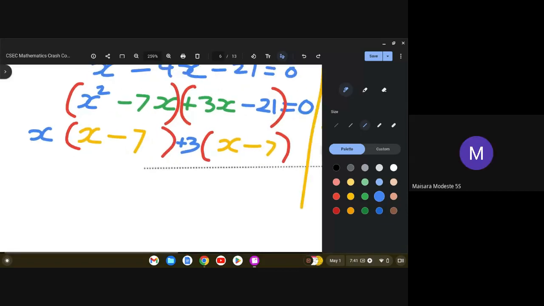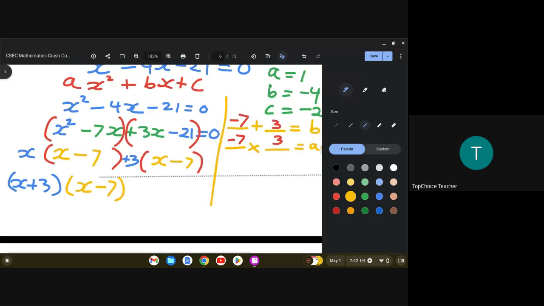We have to group and find x. Right? So let's group it first. Let's put down the factors. What are the factors going to be? Wouldn't the factors be x minus 7 and x plus 3, right? So x plus 3 is what's outside your brackets, and what's inside the brackets was x minus 7. These are your factors.